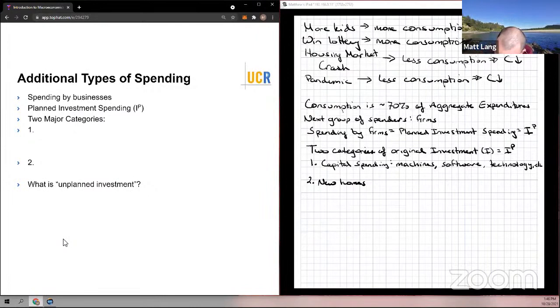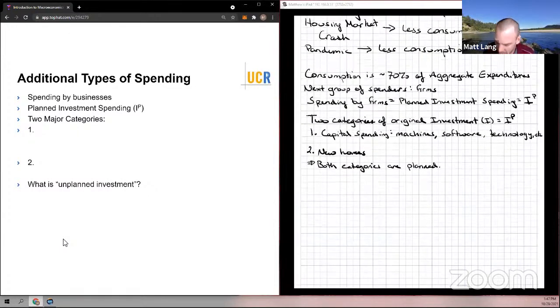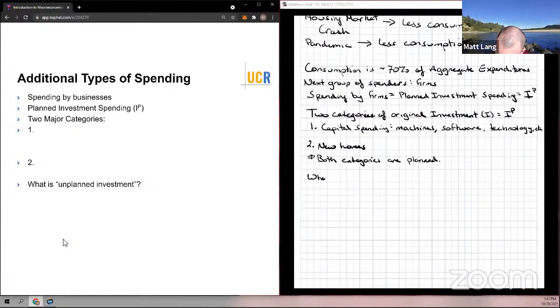And both of these categories are planned. So that begs the question, what are the unplanned components of investment? What are we leaving out of this planned investment spending?